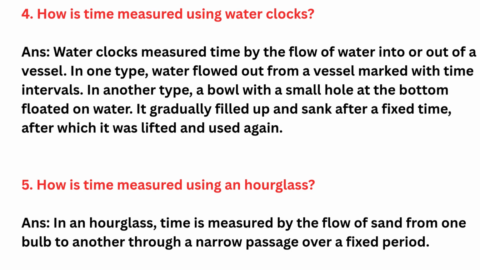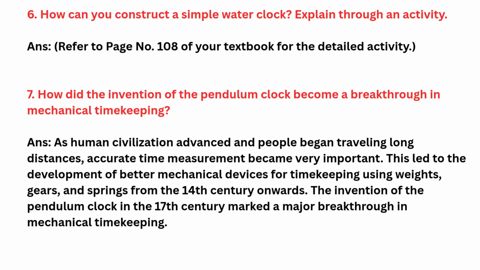Question number 5. How is time measured using an hourglass? Answer: In an hourglass, time is measured by the flow of sand from one bulb to another through a narrow passage over a fixed period. Question number 6. How can you construct a simple water clock? Explained through an activity. Refer to page number 108 of your textbook for the detailed activity.